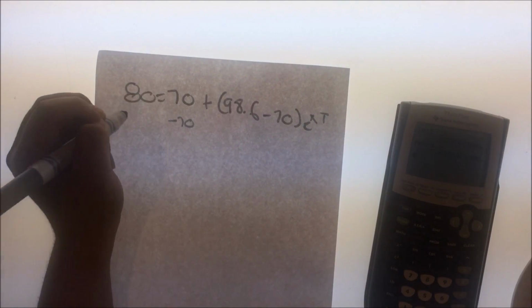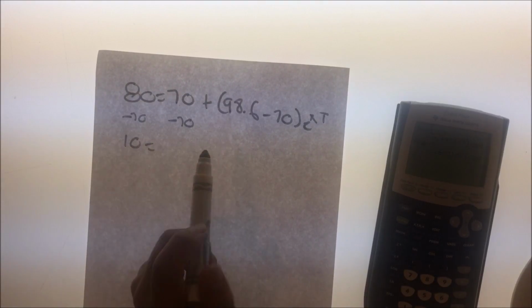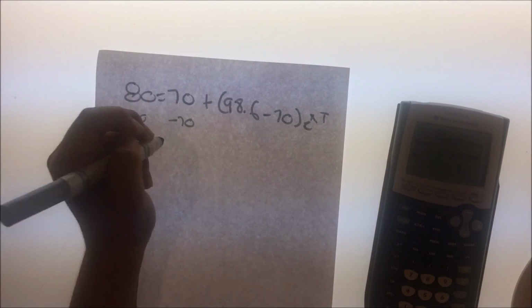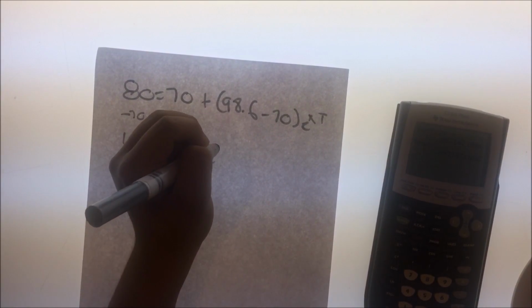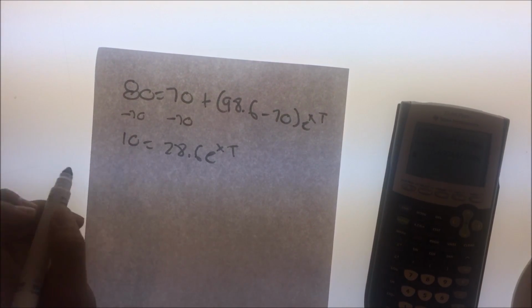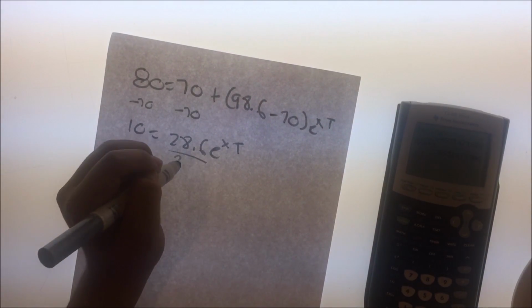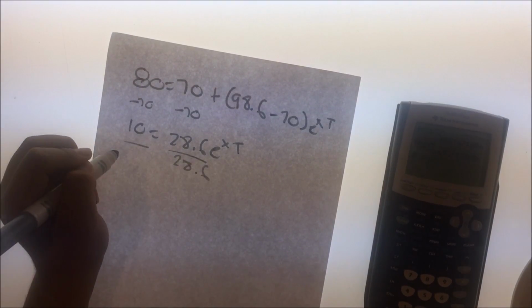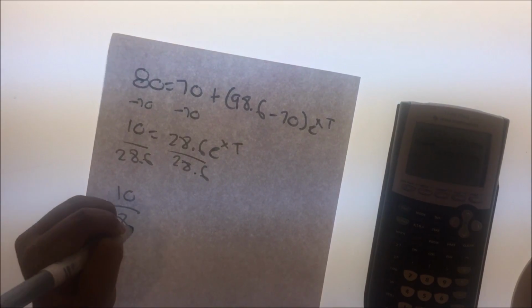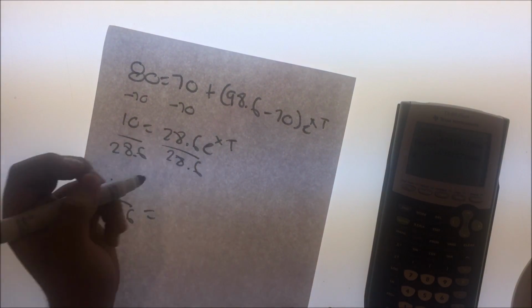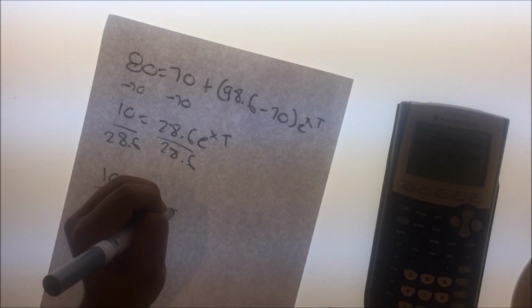So minus 70 on this side, which would give us 10 equals, now we just solve what's in the parentheses, which would be 28.6 multiplied by e to the power of x times t. So what we do is the same, we just divide out the 28.6, and 10 over 28.6 equals e to the power of x times t.